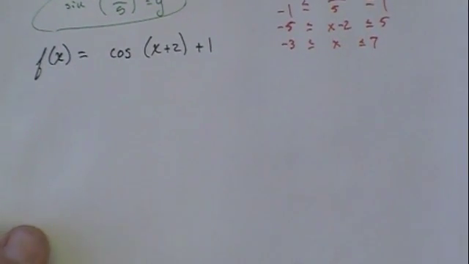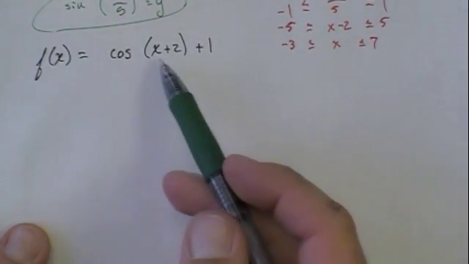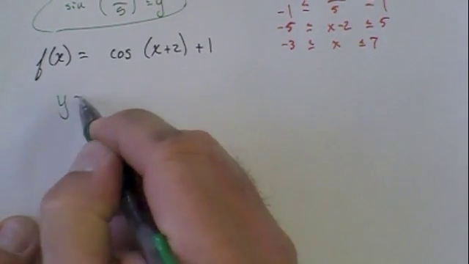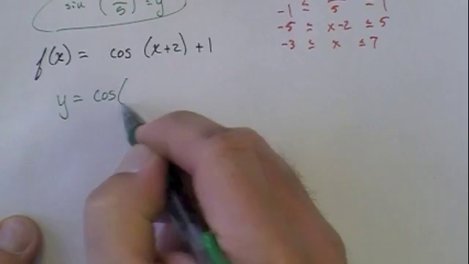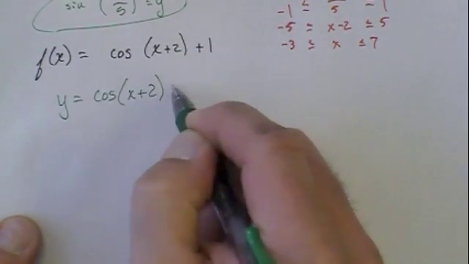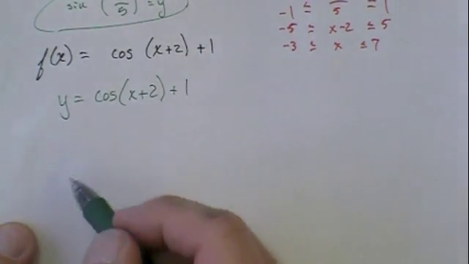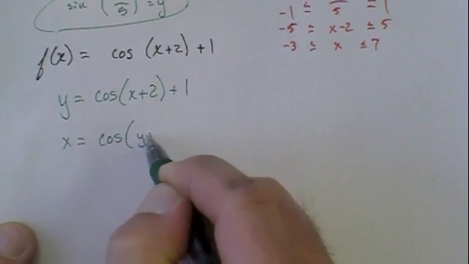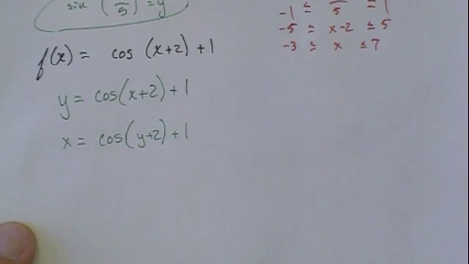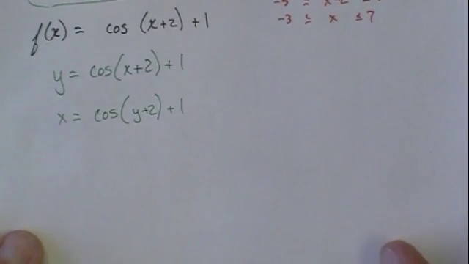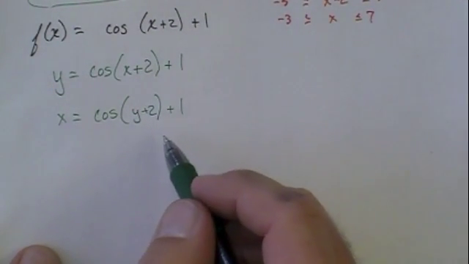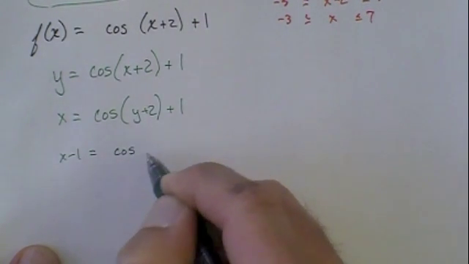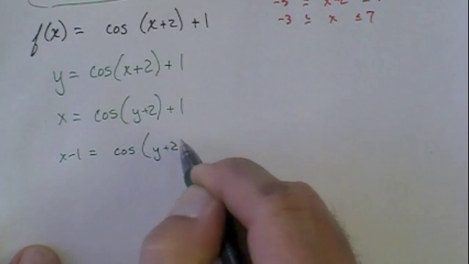Here we have another example. F of x is equal to the cosine of x plus 2, plus 1. So again, we want to rewrite y equals cosine of x plus 2 plus 1. Now we switch our x and our y. So x is equal to the cosine of y plus 2 plus 1. Now we're solving for y. So I'm going to subtract 1 from both sides. X minus 1 is equal to the cosine of y plus 2.